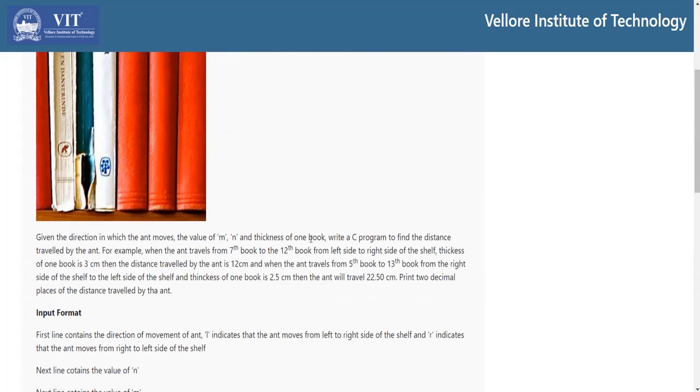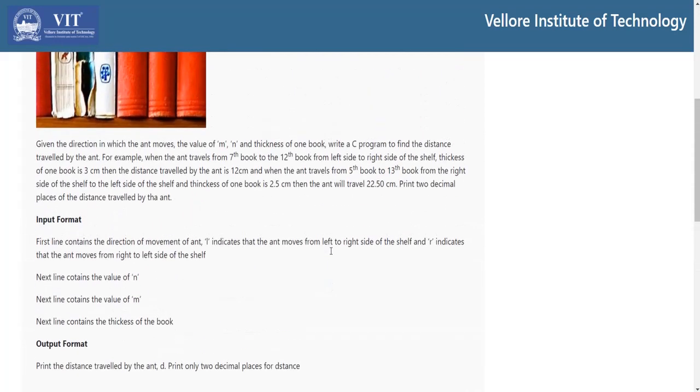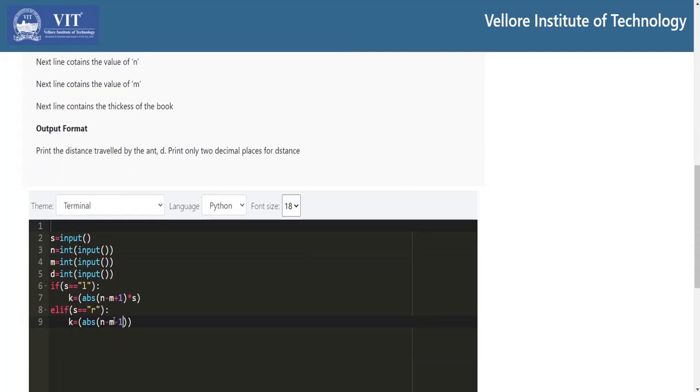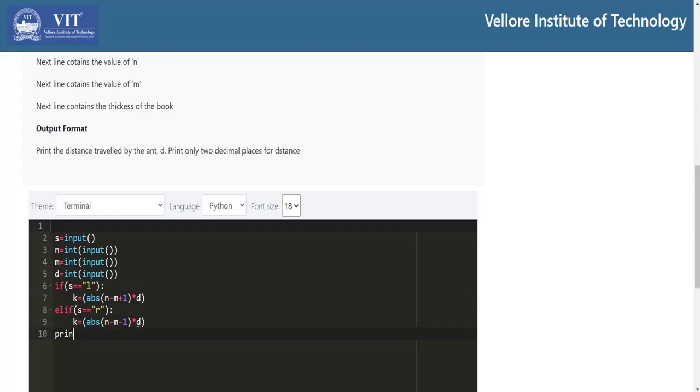And now if the ant starts from the 7th book and wants to move towards the 12th book, that is, the ant wants to travel towards the right side, then the ant will be starting from the end point of the 7th book, or we should say the starting point of the 8th book. So 12 minus 7, that is 5. But the ant is starting from the end point of the 7th book, so we won't count the 7th book. So here we are going to subtract 1, abs n minus m minus 1, and then I'm going to multiply by d, that is the thickness of each book, and now I'm going to print k, that is the distance traveled.